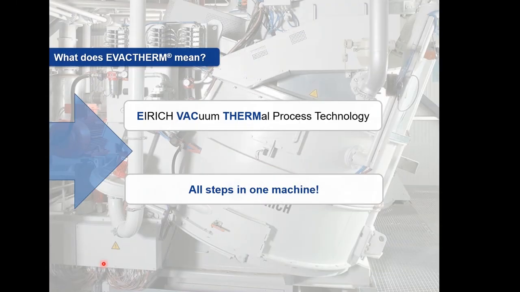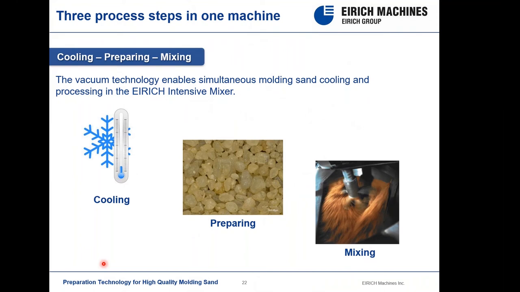So what does Evotherm mean? Well, it comes from Eirich Vacuum Thermal process technology, which means we're going to have all the steps in one machine. We will be able to cool the sand, prepare the sand, and mix, all in the same mixer, all in the same unit.